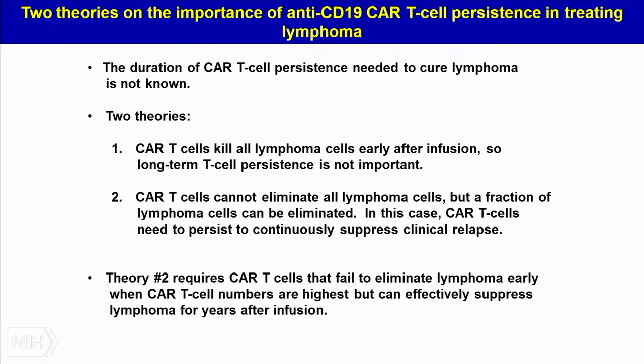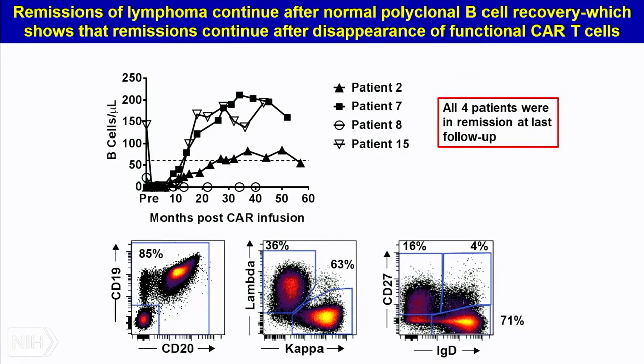So we had a simple way to assess the validity of these two different theories. We always measure the recovery of the normal B cells in the patient's blood after we do CAR T cell infusions. So this graph shows the levels of the normal B cells in the patient's blood.